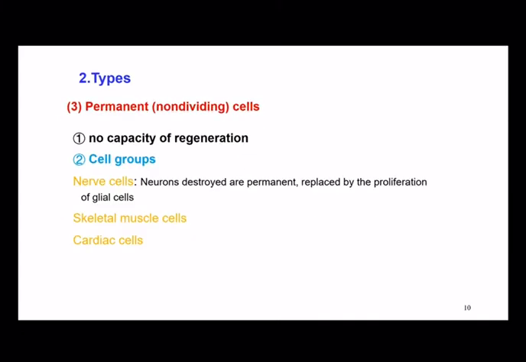The third type, permanent or non-dividing cells, refers to cells that have no capacity of regeneration. In human body, the nerve cells, skeletal muscle cells, and cardiac muscle cells are all permanent cells. Injury to brain or heart is irreversible and results in scar formation because neurons and cardiac myocytes have no capacity to divide. The damaged nerve cells are replaced by glial cells. The cardiac muscle is replaced by connective tissue.